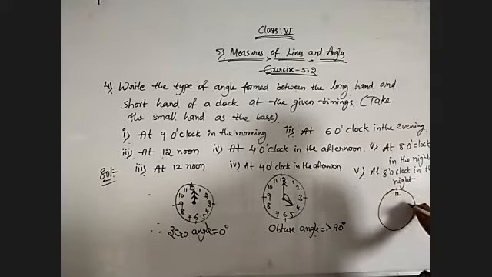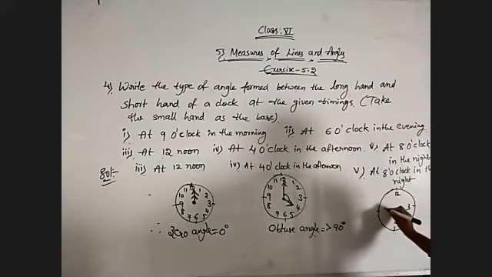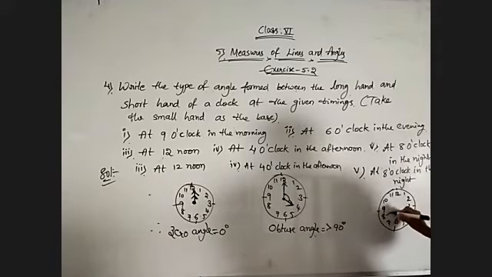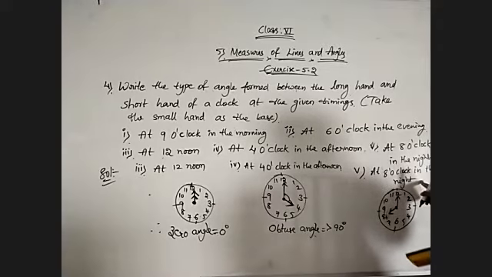Twelve, 3, 6, and 9. 1, 2, 3, 4, 5, 7, 8, 10, 11. 8 o'clock in the night they are telling. So 8, first of all mention 8. At 8 we will get the small hand and at 12 we will get the bigger hand. Now small hand we need to take as the base. So they are telling night means this side.